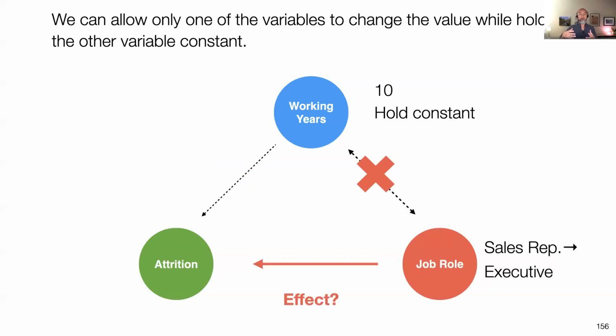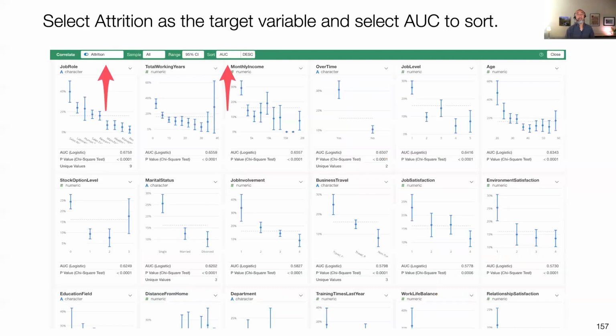So if we hold working years constant, let's say only the 10-year people, or only the 15-year people, only the 20-year people, then we see a difference between sales rep and executive, or sales rep to other categories, and the ratio of attrition really changes. If that's the case, we can say, okay, it looks like job role actually has something to do with attrition. So that's what we want to do.